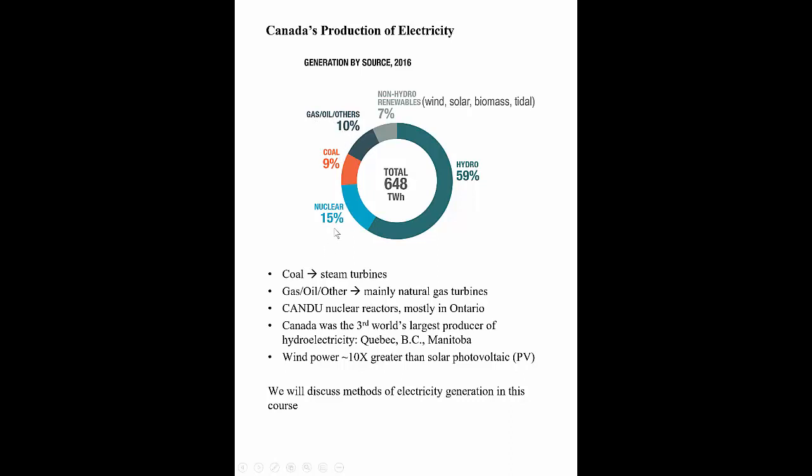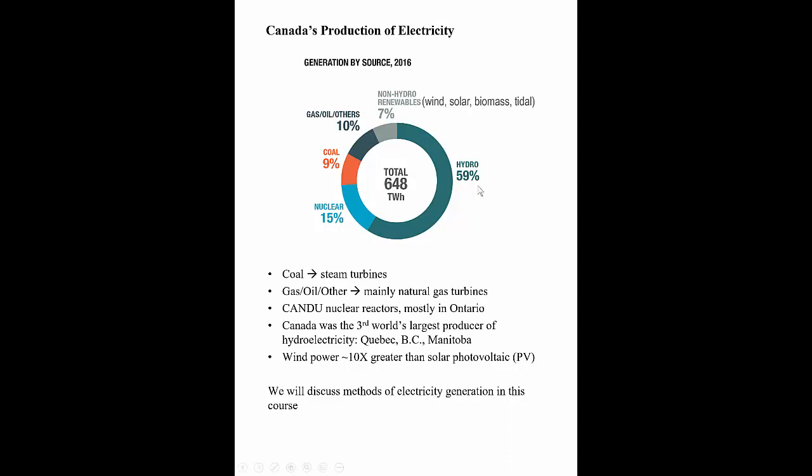We have 15% of our electricity comes from nuclear power. Almost all of that is in Ontario. So we have 2 nuclear power plants at Bruce Nuclear on Lake Huron. And we have Pickering and Darlington on Lake Ontario. And there is also a nuclear power plant, another CANDU nuclear power plant in the East Coast in New Brunswick.